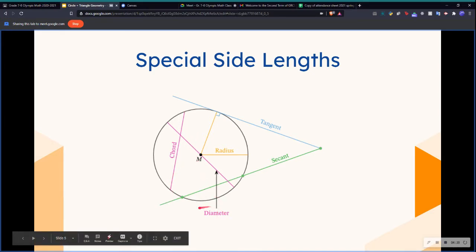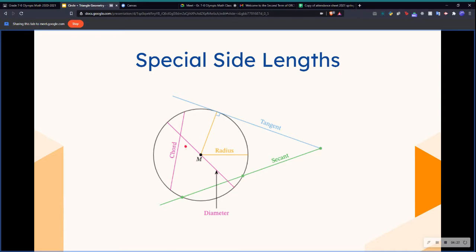Next side length you need to know is the diameter. Diameter is just a line that connects 2 points on the circumference. The 2 points on the circumference are its endpoints, and it also passes through the center of the circle. You may notice the diameter is twice the length of the radius. This is one radius, and this is another radius, and you add them together to get the diameter. Right. And then we have some other side lengths. You guys don't really need to know about these, but it's good to know.